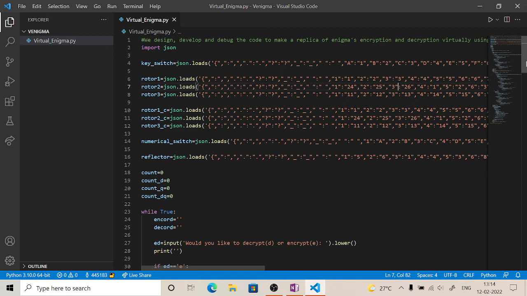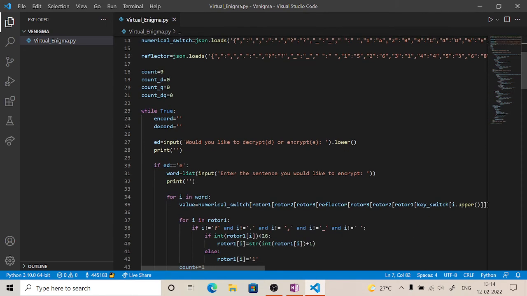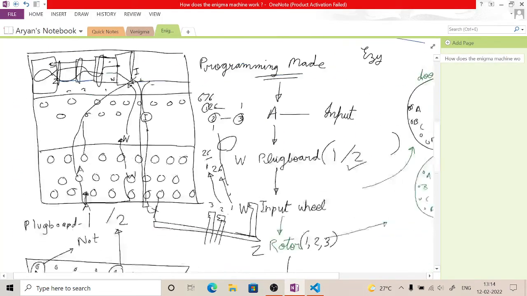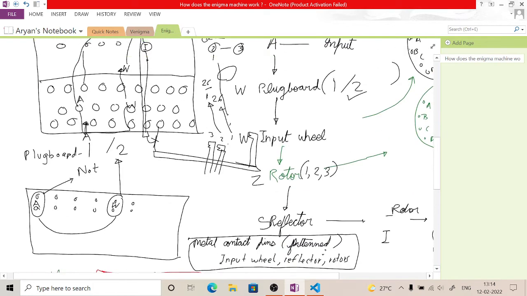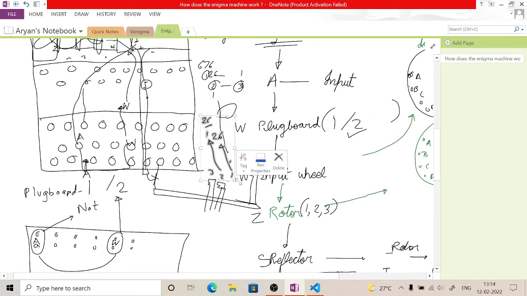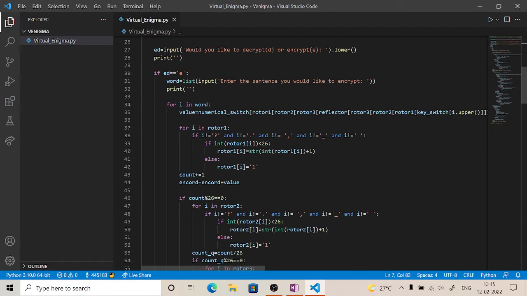And then I can very easily put it as the input or output, and this is the count of how many times the letter has been introduced, and the count of how many times it has been decrypted, the count of how many times in the decryption 26 times it has been repeated, and how many times in the encryption 26 times has been repeated. So why is this so? Because as we had discussed in the Enigma, rotor 1, rotor 2 and rotor 3, as I have shown here, they change every time. Rotor 1 changes every time, rotor 2 changes every 26 times, and rotor 3 changes every 676 times. Similarly, we want the same thing to be followed.